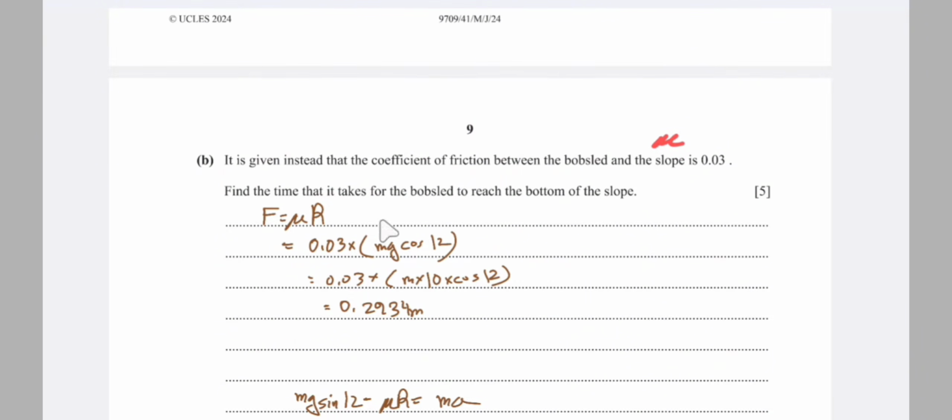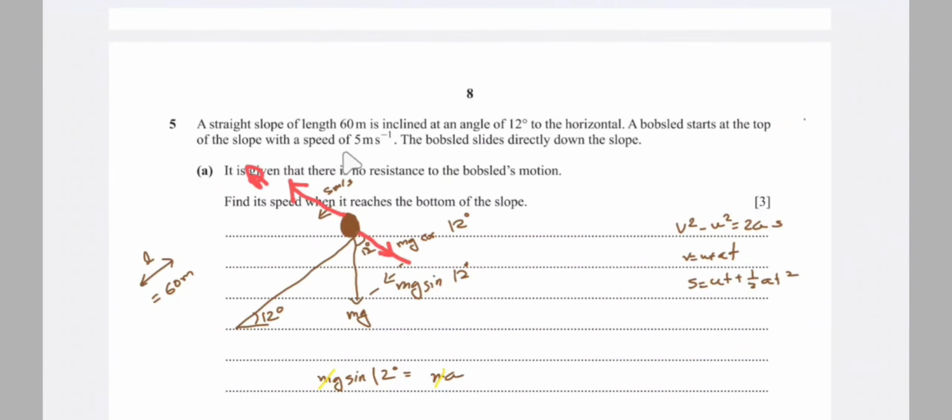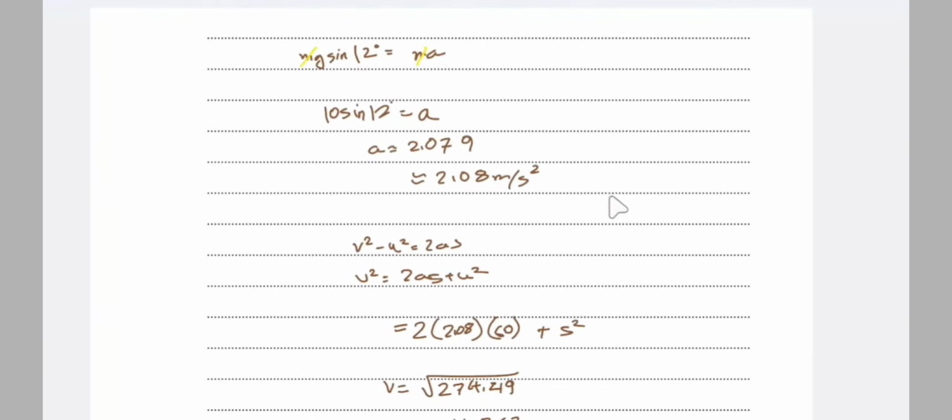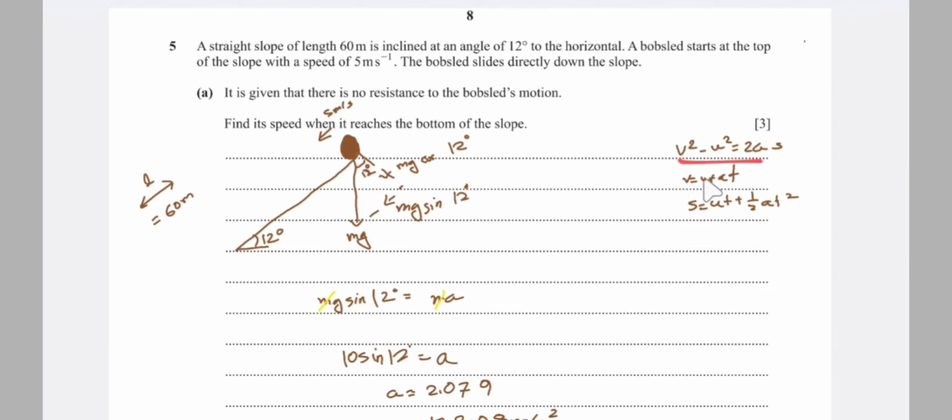Now since we know the value of frictional force, you have to remember that we get the frictional force in terms of m, because here we have not been given the mass of the bobsled, and we need to find the value of time. So we can use any of these equations: v squared minus u squared is equal to 2as, v is equal to u plus at, s is equal to ut plus half at squared. But you have to remember that now for this condition we have friction, and initially for question A there is no friction, so we have to avoid all the answers from that part because there is no friction. But now we have friction.